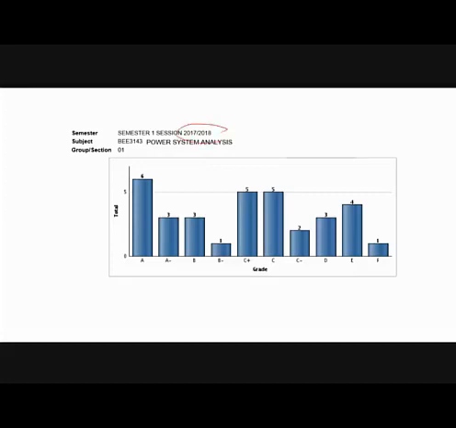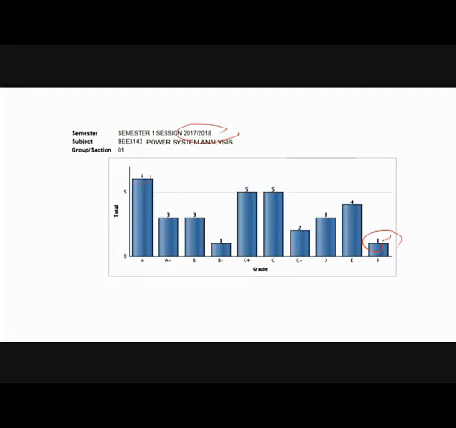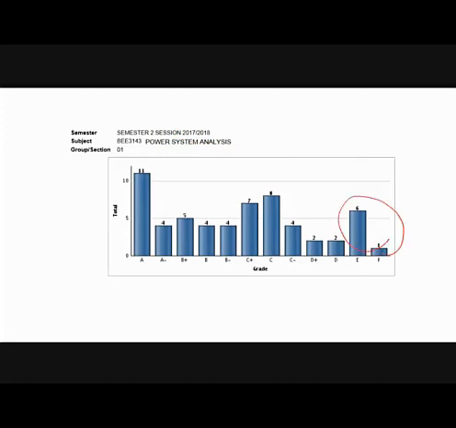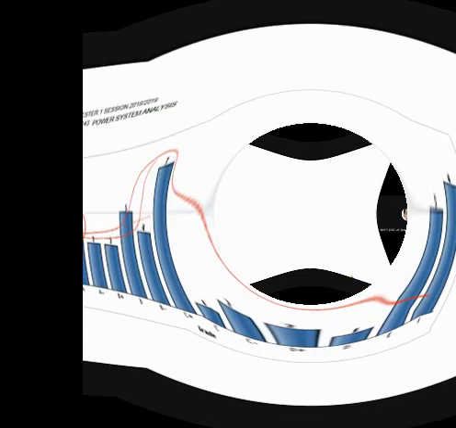Then in session 2017/2018, there are still some students who fail. It's not many, only 1 or 2 students. Some students fail and some students excel in this subject. So by looking at this graph, we can say that this subject can be scored depending on the student's effort.